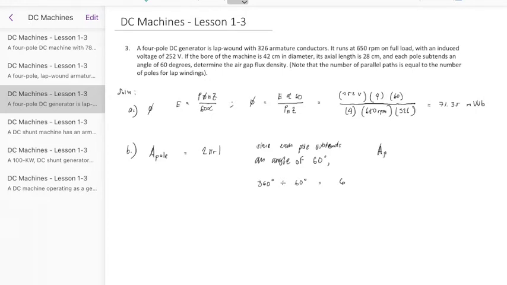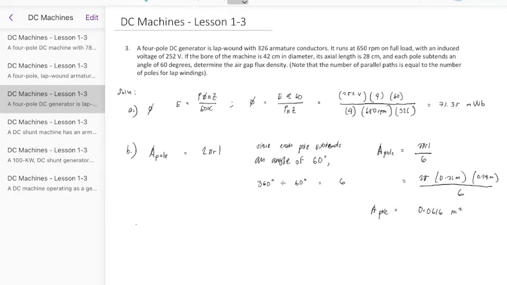So we have area per pole is equal to 2 pi RL divided by 6. So you have 2 pi. Ang radius is diameter divided by 2. So we have to make this a unit of measure in meters. So we have 42 divided by 2 is we have 0.21 meters. Then ang atong length is 0.28 meters. All of that divided by 6. So atong area per pole is equal to 0.0616 meter squared.